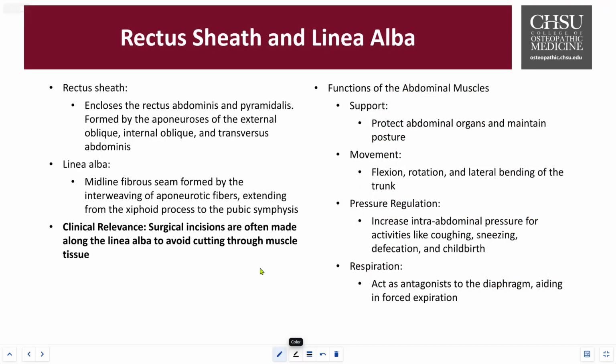The rectus sheath is a fibrous structure that encloses the rectus abdominis and the pyramidalis muscles. It is formed by the aponeurosis of the external oblique, internal oblique, and the transversus abdominis. It provides structural integrity and support.